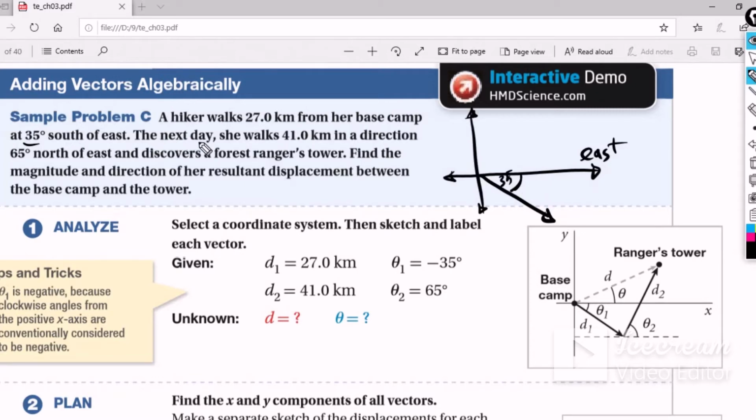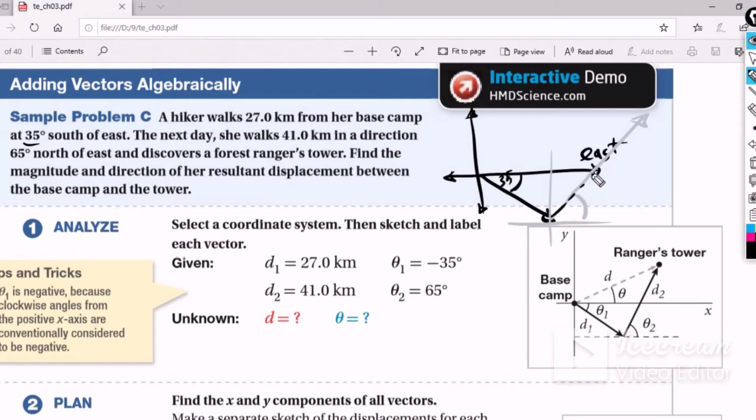After that, the next day she walks 41 in the direction of 65 northeast. Now that is also a normal axis. Where is the northeast? It will be like that. And where is the 65? The 65 will be here like that. Guys, can you understand that now?